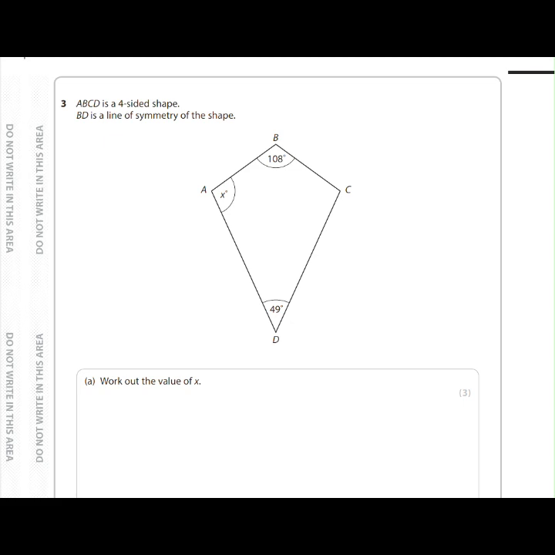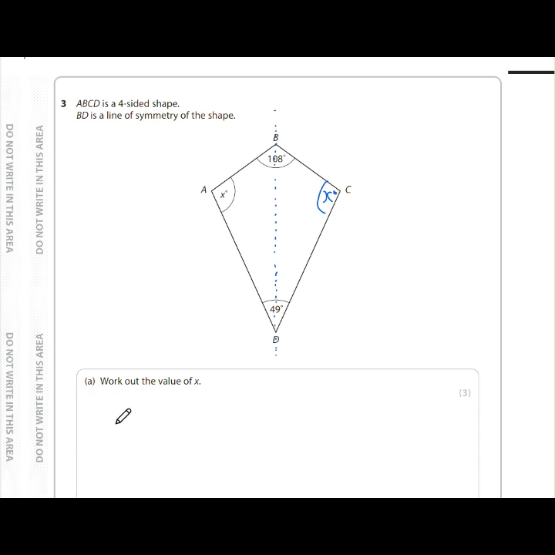Question 3. ABCD is a four-sided shape. BD is a line of symmetry of the shape. Well, a line of symmetry means that if you folded it in half, so BD is down here, draw a little line. If we folded it along that line, then the two sides would be equal. So that means that A, which is X, is the same as C, which is also X.